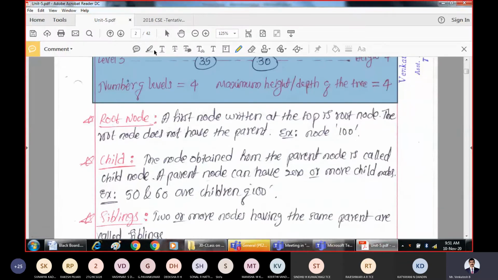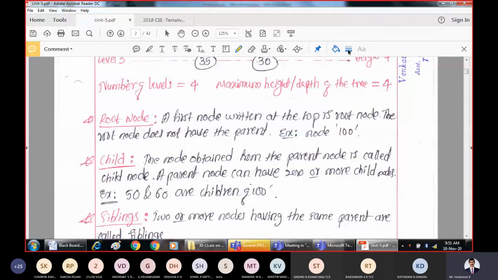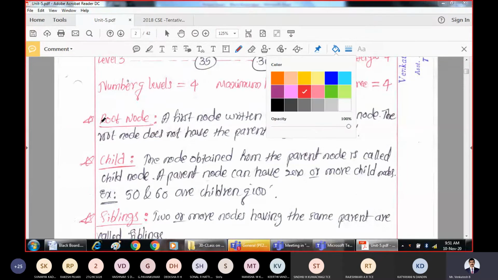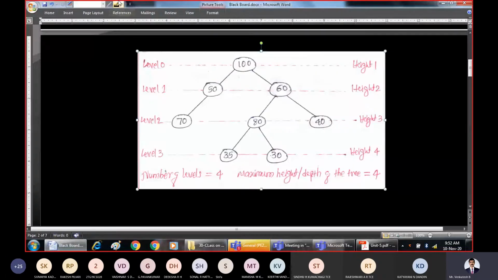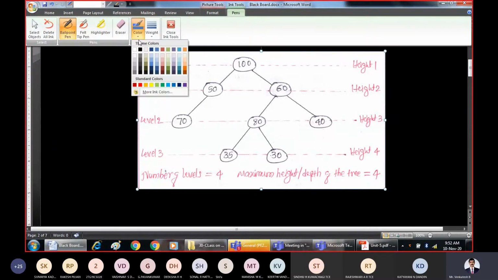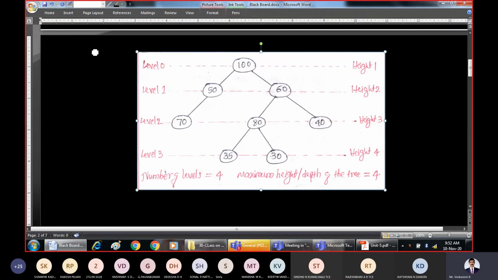So what is the first definition? The first definition is for the root node. What is the root node? The first node written at the top is the root node. The root node does not have any parent node. For example, 100 is the root node. A node which is written at the top is called the root node.